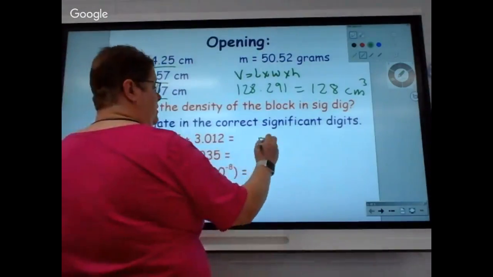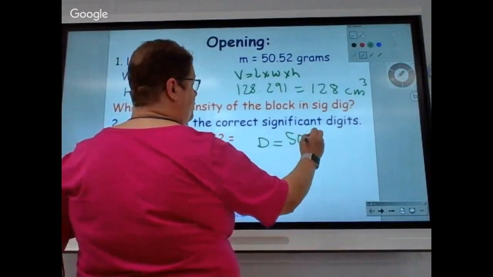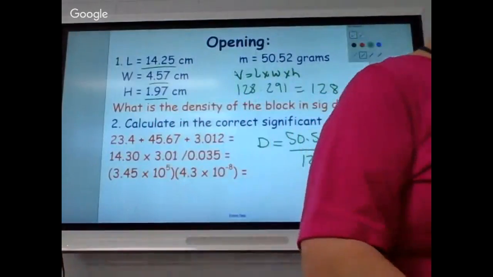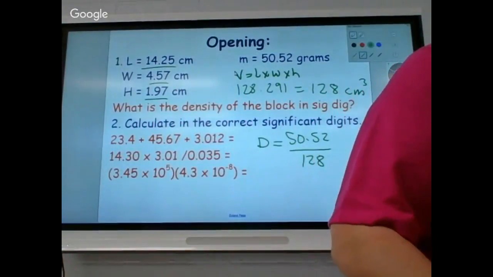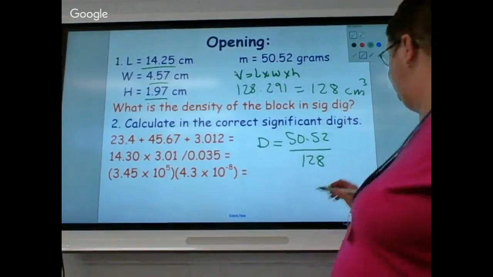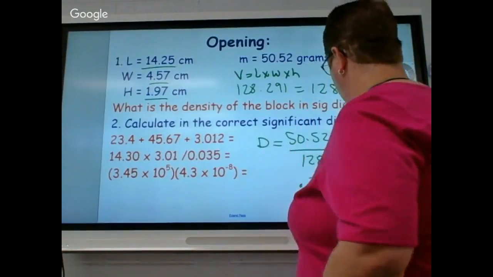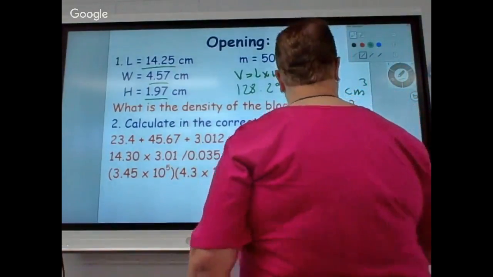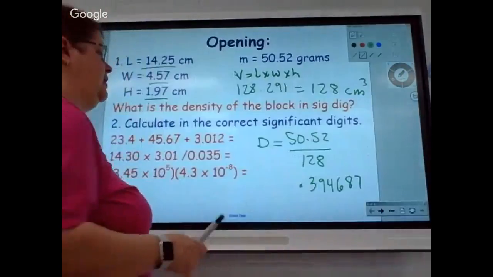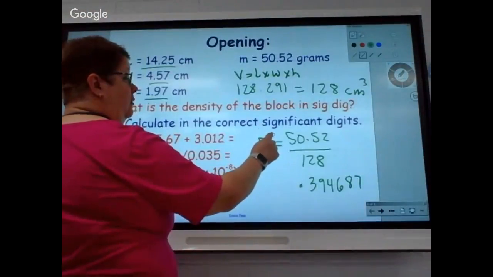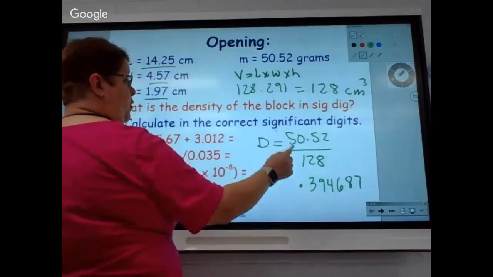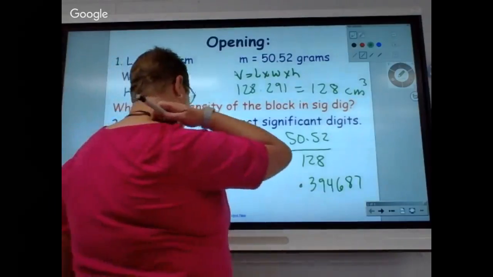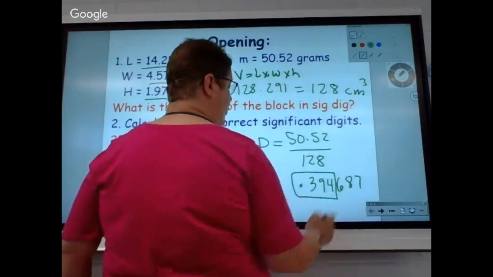Now, from there, calculate the density. So density is equal to 50.52 divided by 128. So when I calculate that, 50.52 divided by 128, I get 0.394687 roughly. Okay? Now, from there, we need to round for significant digits. This one has how many significant digits? And this one has? So 4 and 3, the least number is what? So I only want 3, so I'm going to round off to these first 3 numbers, right?